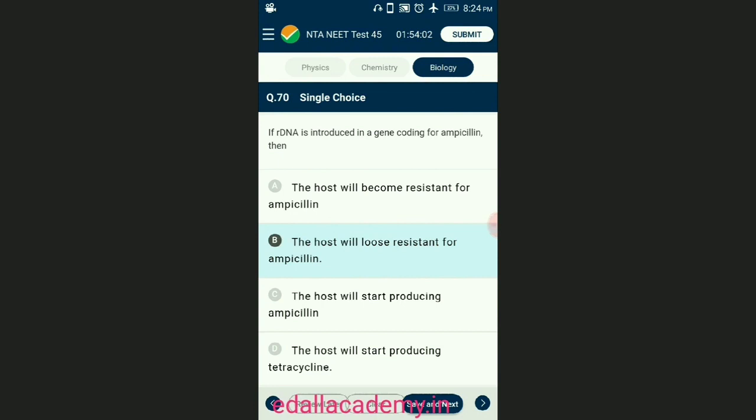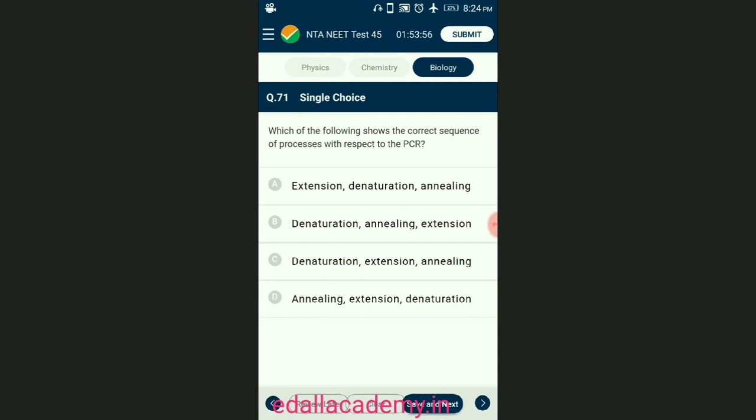Question number 71. Which of the following shows the correct sequence of processes with respect to the polymerase chain reaction? In this reaction, multiple copies of the gene of interest are synthesized in vitro using two sets of primers and the enzyme DNA polymerase. The enzyme extends the primers using the nucleotides provided in the reaction and the genomic DNA as a template. It involves denaturation of the DNA, attachment of primers called annealing, and extension by the enzyme DNA polymerase. So the answer for this question is option B, DNA extension.